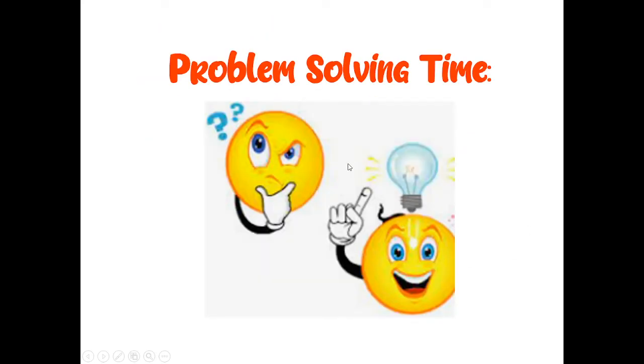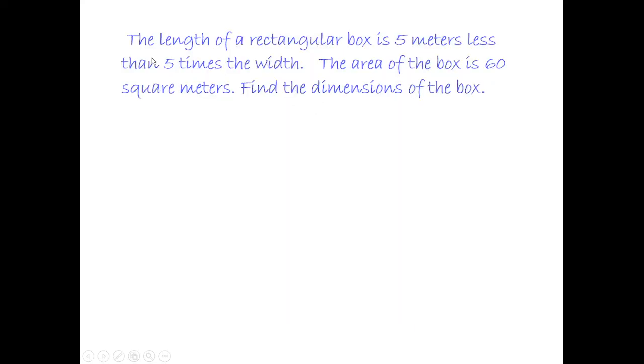So, finally, let's have an example of how to apply polynomial function to real life. So, this is problem solving time. The length of a rectangular box is 5 meters less than 5 times the width. The area of the box is 60 square meters. Find the dimensions of the box.